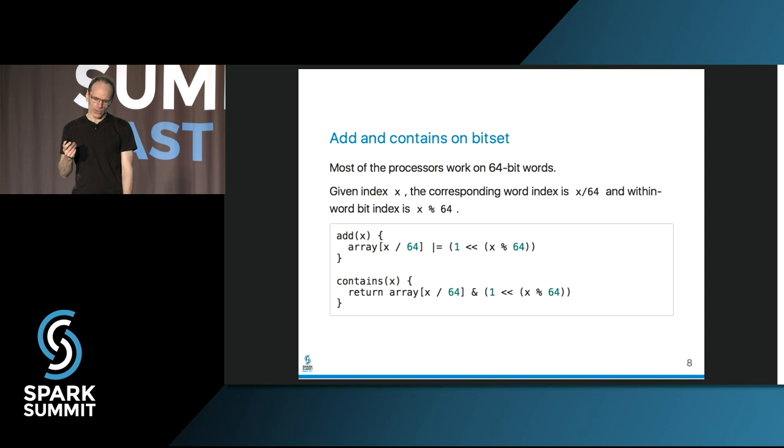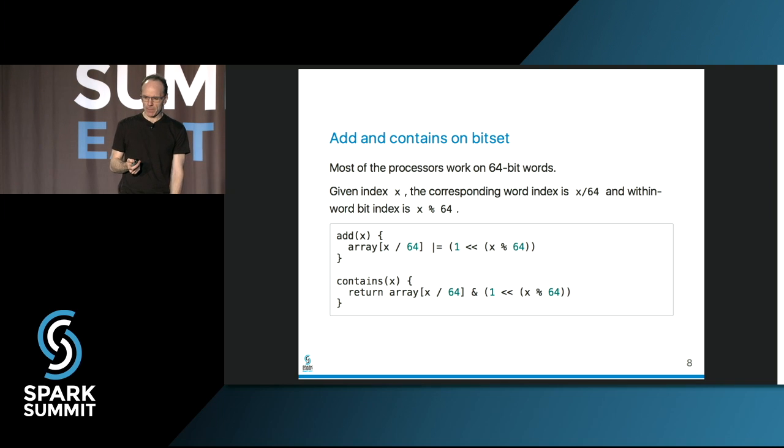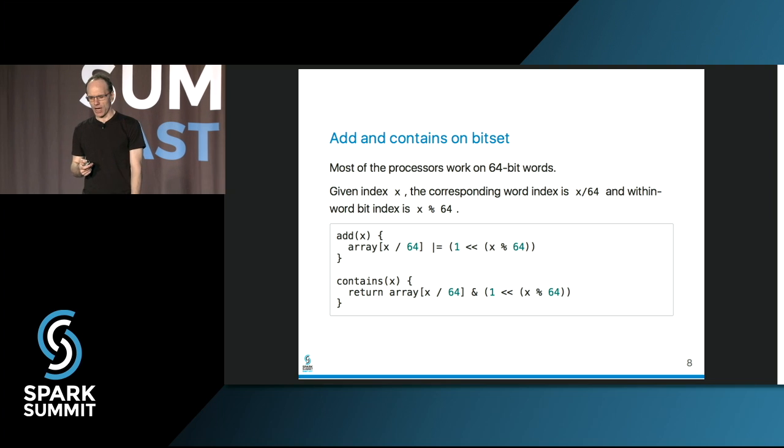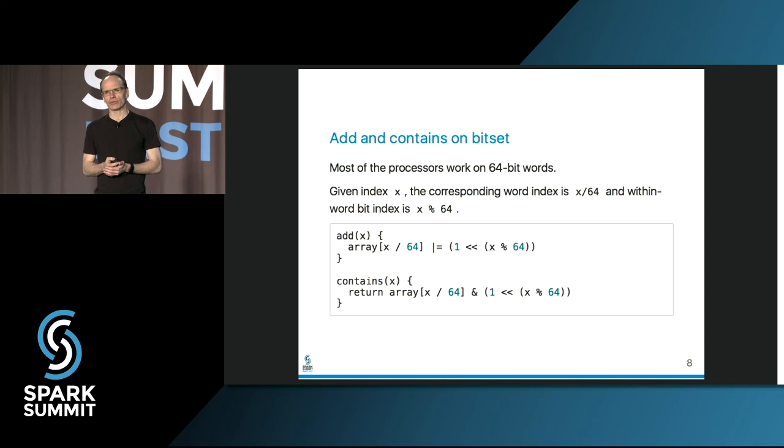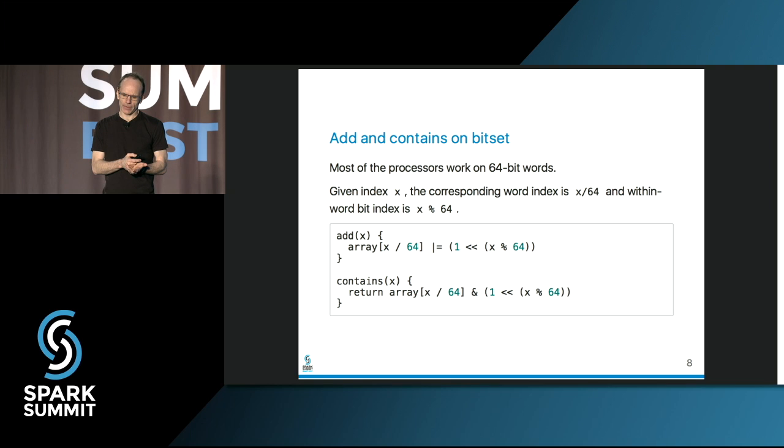So we can look at what happens if we try to use one. By the way, I'm not using any specific programming language. This is just made-up pseudocode that I write. So let's say I want to add a value to a bit set. I'm going to select the appropriate word and then do a bitwise OR on it. And if I want to check whether a bit set contains a value, I'm going to do a bitwise AND.